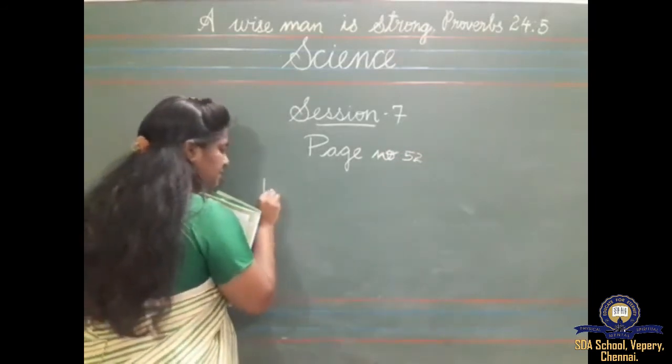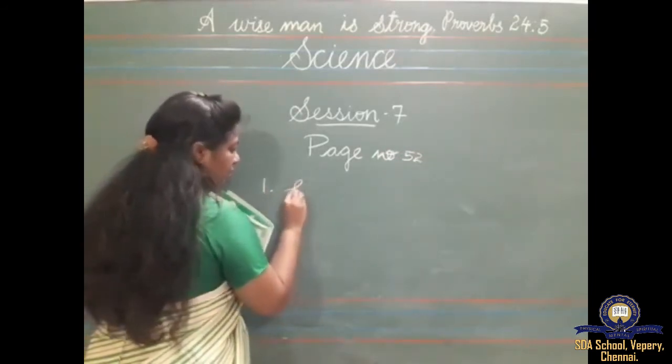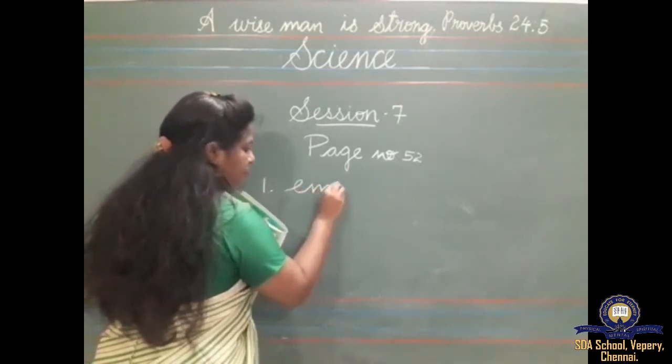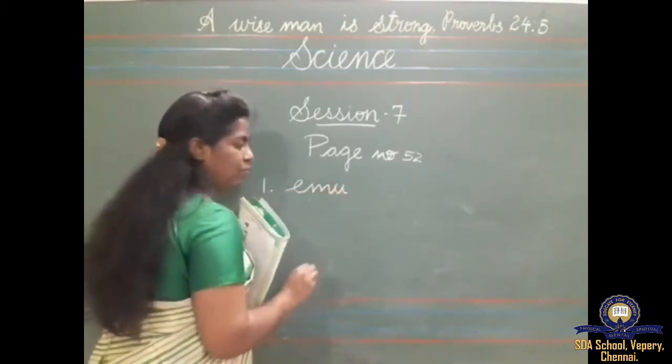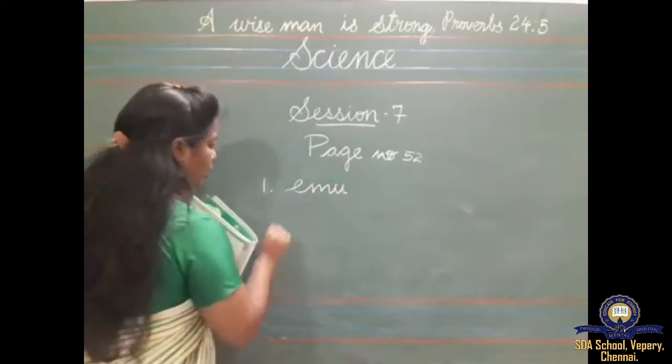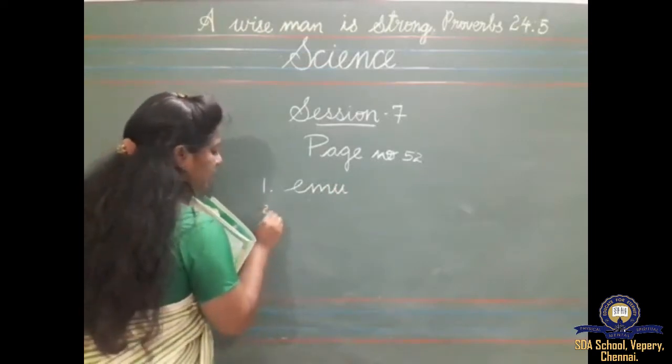What is the first word spelling? Emu. E-M-U. Emu. What is the second word?